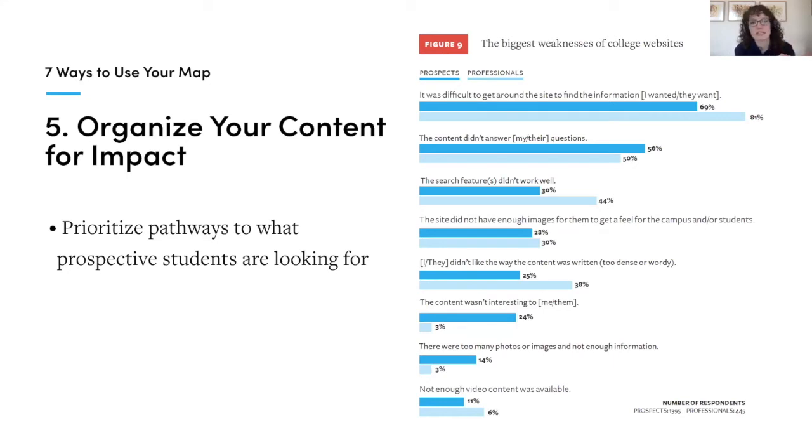You guys know that this may be a problem for your site, for example. The map can be a tool to help you start to address that pain point. Once you know what your audience's top questions and concerns are, you can organize your site structure to get them to the information they're looking for faster and easier.